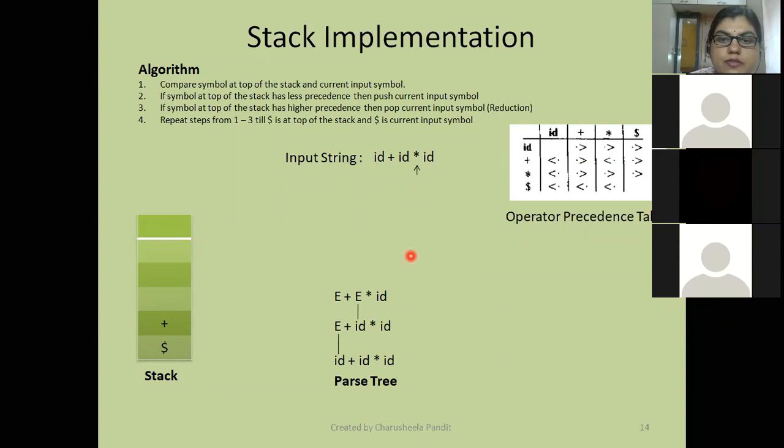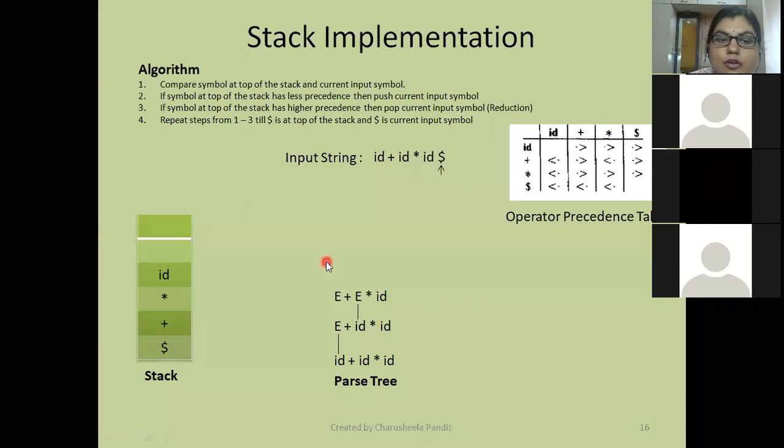So it is reduced. Now what will you compare? Plus and star. So this is plus and this is star. Plus is having less precedence. So what are we doing? Push the current input symbol. So asterisk is pushed. Now asterisk and ID. Asterisk is having less precedence. So what to do? Push. So you got ID.